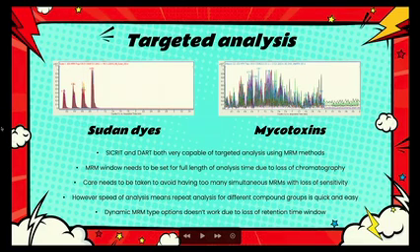And all we do is we look for, in the case of Sudan dyes, 4 Sudan dyes with 3 transitions, so there's a total of 12 MRMs to look for. With mycotoxins, it's a little bit more. I think there's something like 16 or 18 MRMs in there.